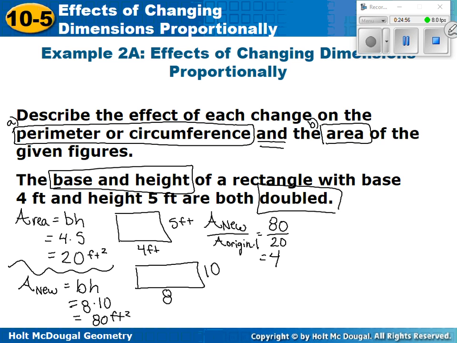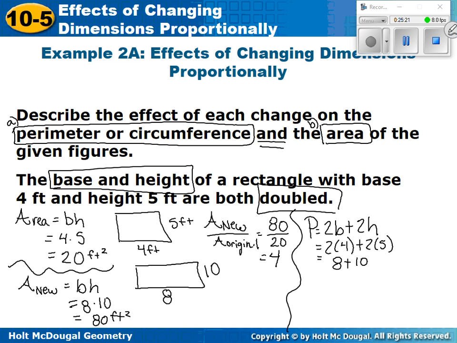Okay. Now let's look at perimeter. Perimeter was 2 base plus 2 height. Using the same original shape, base is 4. Height was 5. What's 2 times 4? 8. What's 2 times 5? 10. What's 8 plus 10? 18. So the original perimeter is 18.